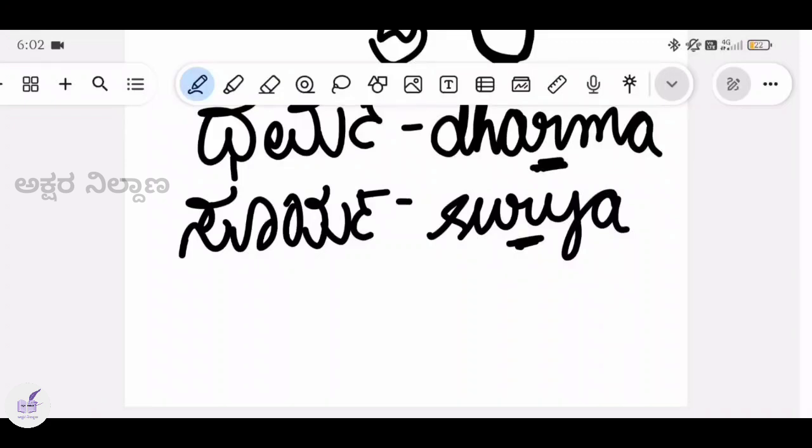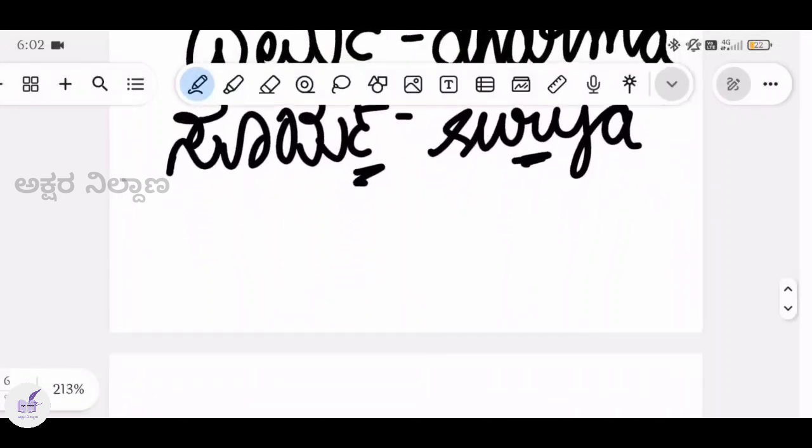While pronouncing dharma, you observe that the Ra pronunciation is there. First comes the Ra pronunciation, then comes the Ma pronunciation. Here also, while pronouncing Surya, it is R first. So whenever the Vattu's pronunciation is given the priority, meaning it comes first, then we are going to use this Vattu. This Vattu is used whenever the Vattu is given the main priority.